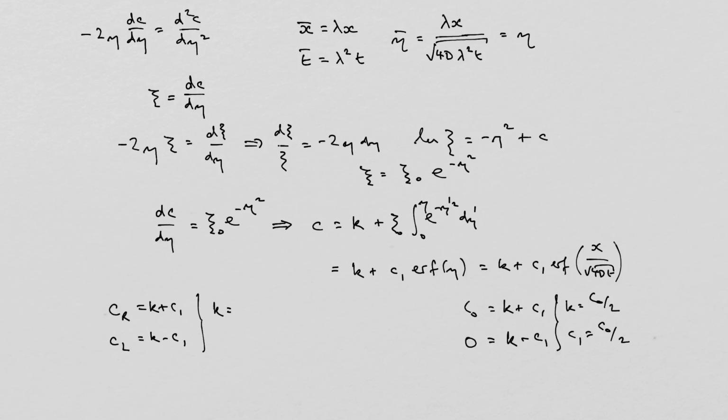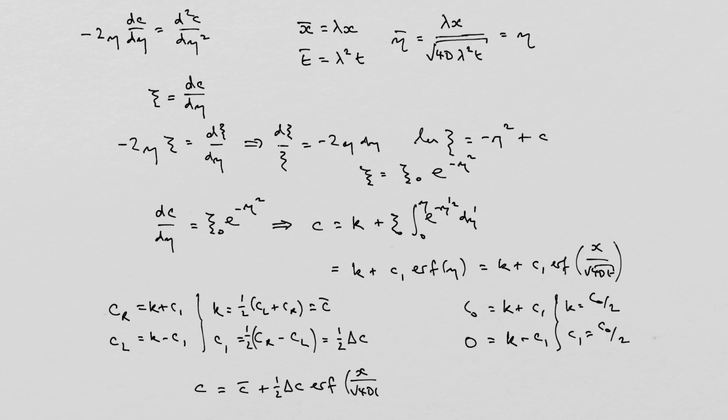And therefore it's clear that K is a half of CL plus CR, which let's call C bar, the average concentration initially, and C1 is just CR minus CL times a half, which I could call a half delta C. And then in that situation, the solution looks like C bar plus a half delta C of that.